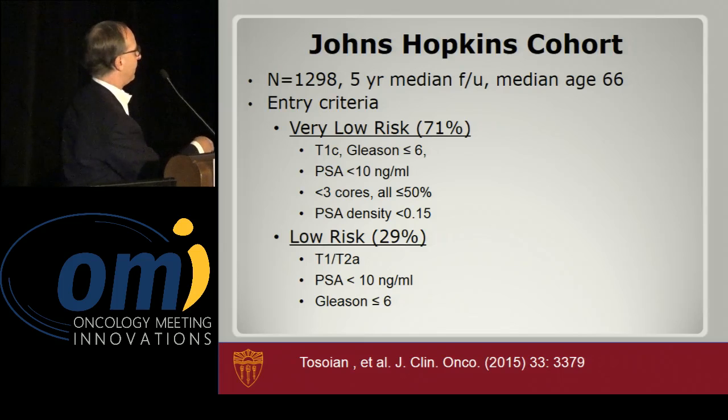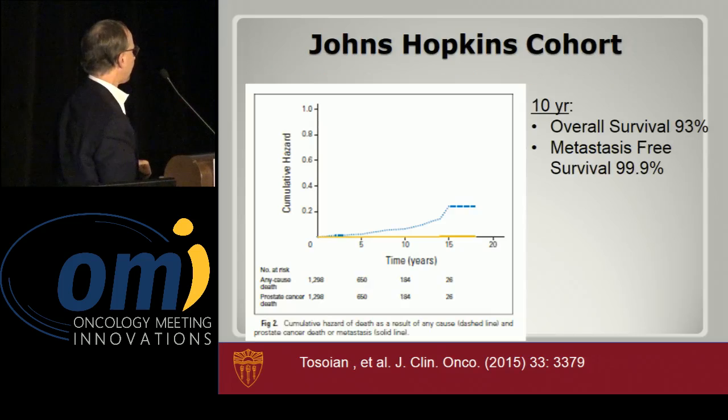Median follow-up was 5 years. Their median age was 66. The entry criteria, by and large, was very low risk, essentially exactly like the NCCN guidelines. About 29% were what are called low risk. So again, they could have palpable disease, but no Gleason 7s. And this is the long-term follow-up data that was just reported.